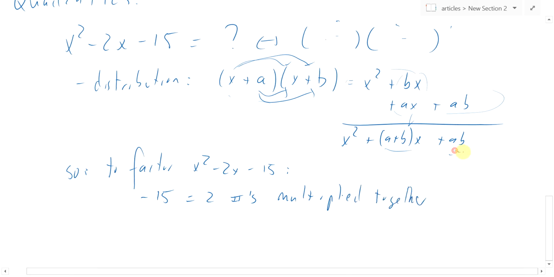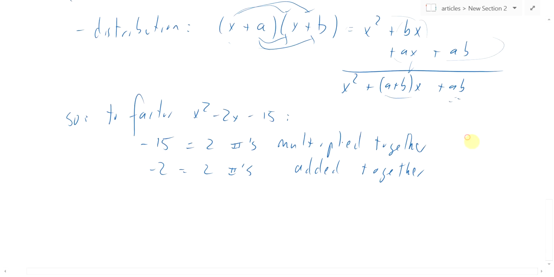So 2 numbers that multiplied together, that's the ab part. And the middle term, the minus 2, it's the same 2 numbers added together. That's the a plus b. So what we need to do is find 2 numbers. When you multiply them together, you get minus 15. You add them together, you get minus 2.